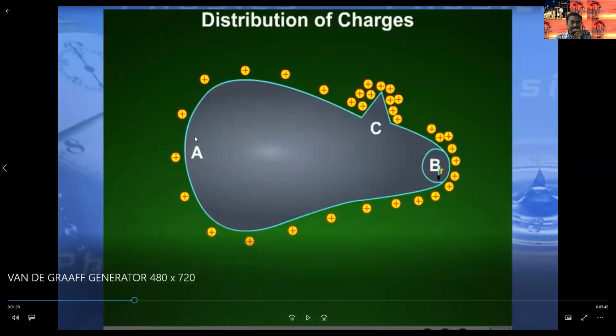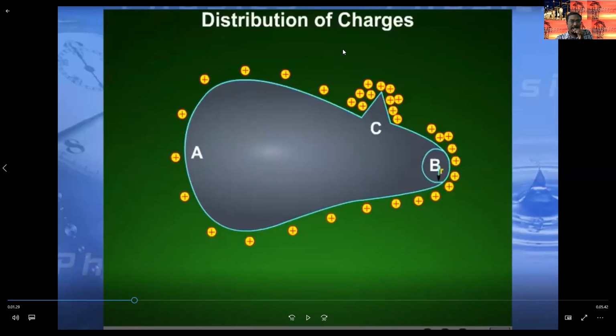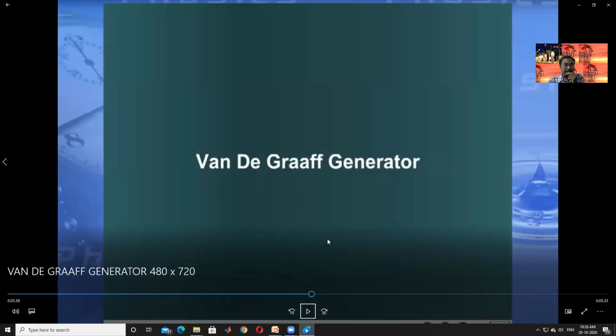The radius of curvature at point A is very high. That's why the accumulation of charges on the sphere is very less. But where the radius of curvature is small, the accumulation of charges is more. Here also at points B and C, the accumulation of charges is more because the radius of curvature is very small. That's why in the Van de Graaff generator, the sphere must be uniform, so that the charges on the sphere are uniformly distributed. And then coming to the working principle and construction of the Van de Graaff generator.